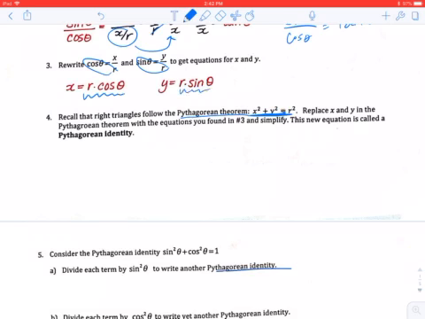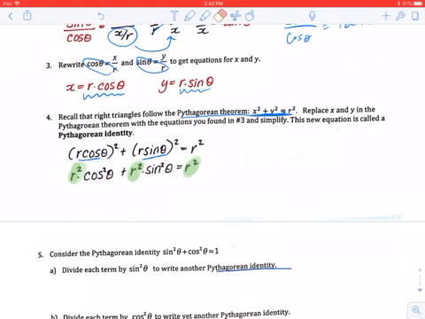Well, let's substitute in: x is going to be r cosine theta, y is going to be r sine theta. So when we do that, we get (r cosine theta) squared plus (r sine theta) squared equals r squared. We just substituted in for x and substituted in for y. So this is my x, this is my y. And so when you square, you have to square the r and square the cosine. Square the r and square the sine.